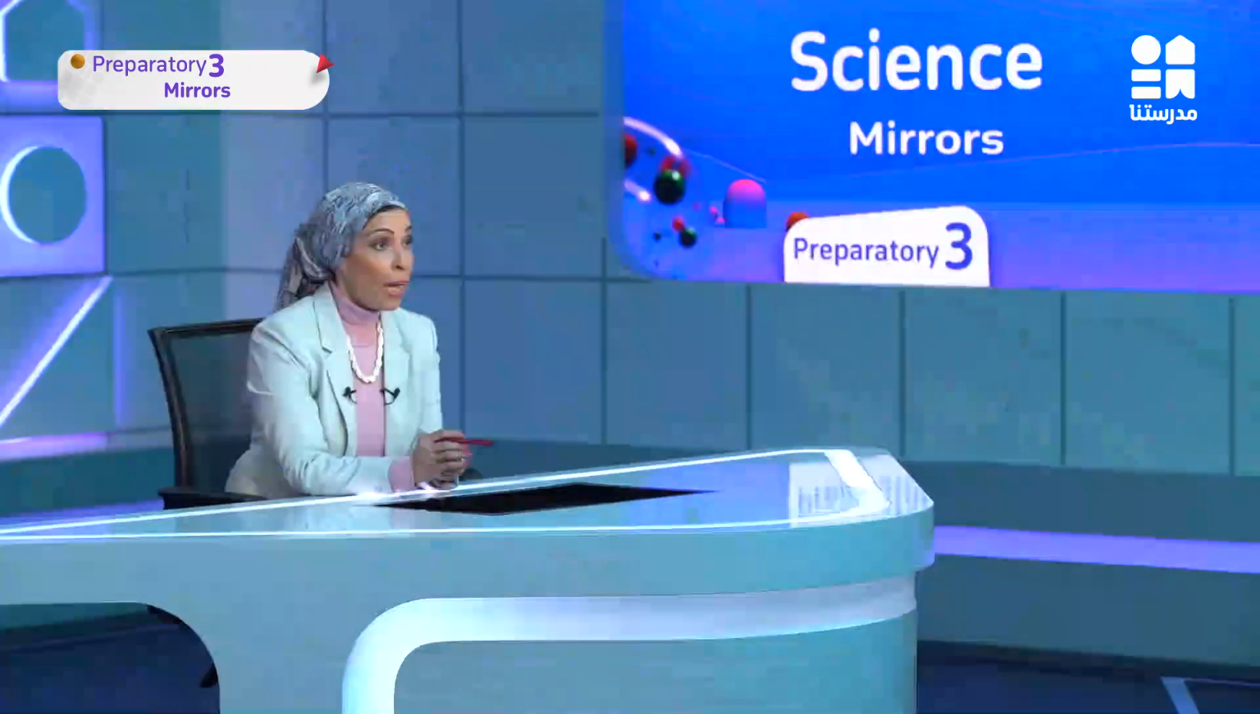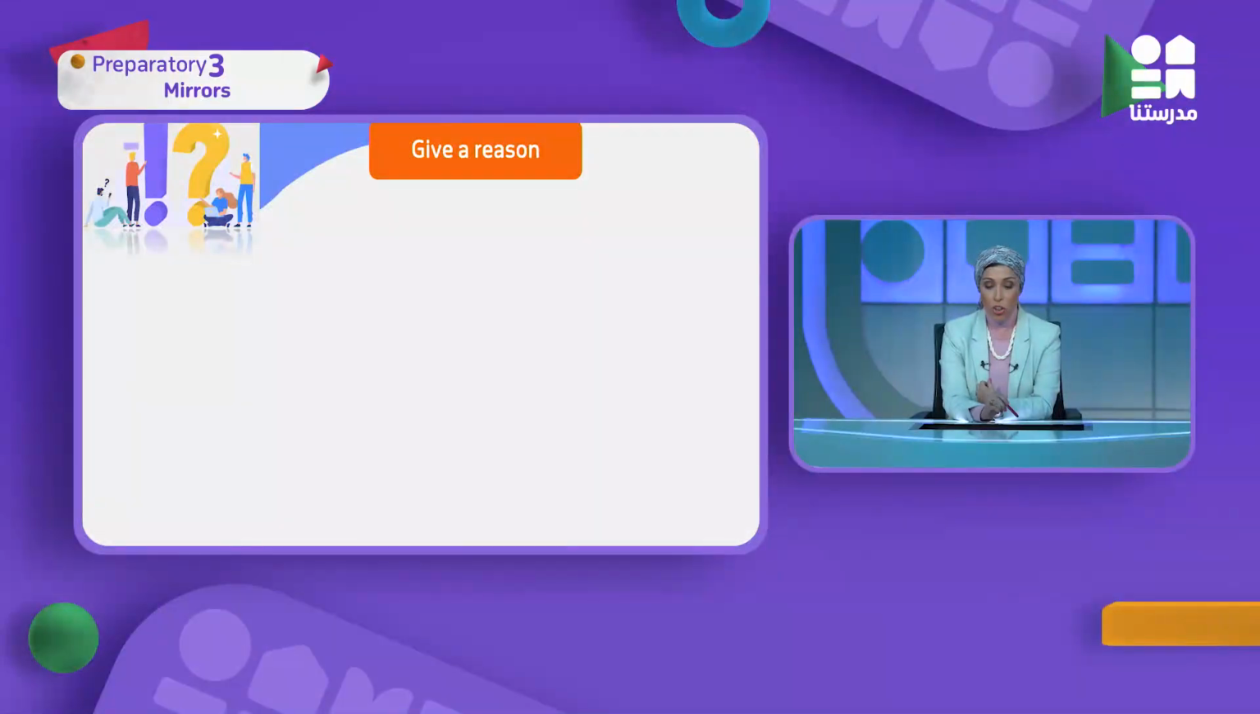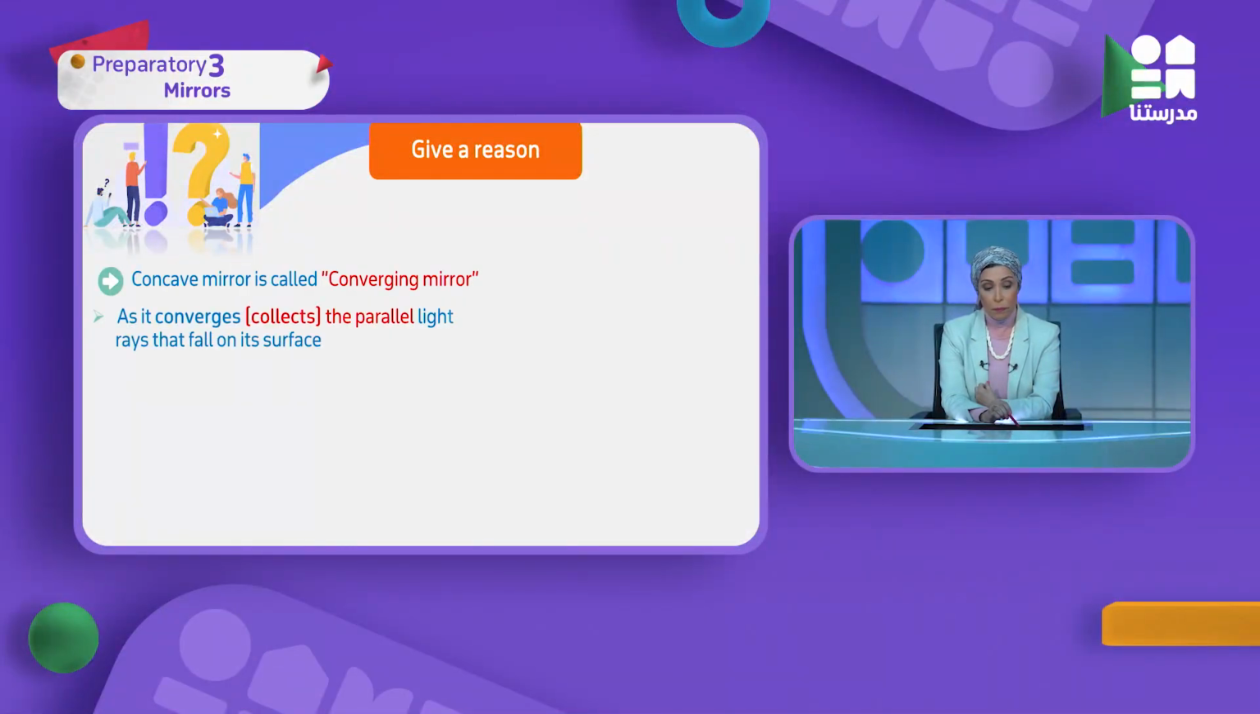This is very important, and we get it as a give reason: why do we call the concave mirror a converging mirror? The word converging means collecting. It collects the light rays that fall on it. If he asks you, concave mirror is called converging mirror as it converges, you can use the word converge, or as it collects the parallel light rays that fall on its surface. And we are going to see how now by drawing.